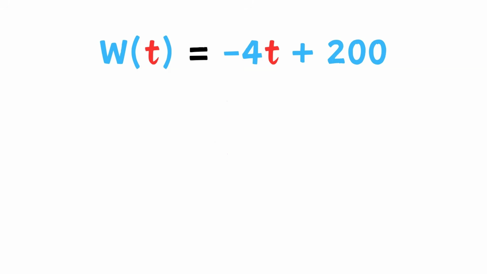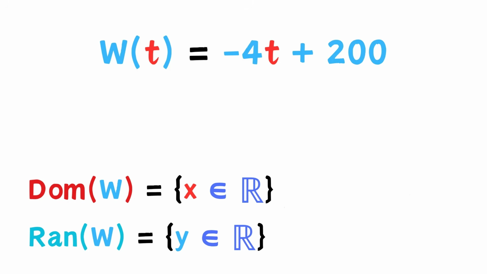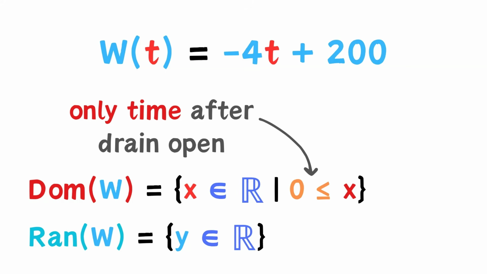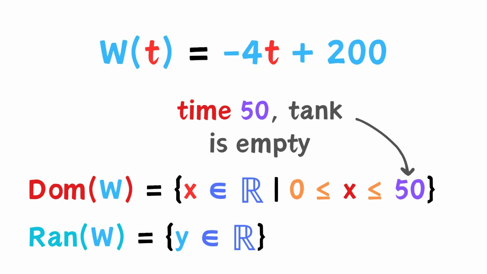Now, as a bonus question, what is the domain and range of this function? Well, since the input t is only measured after the drain is opened, the domain has to be greater than or equal to 0. But once there's no more water in the tank, no more water can drain out, so the domain has to be less than or equal to 50.